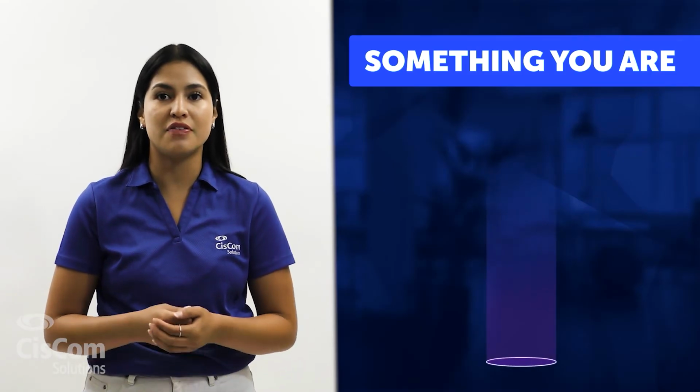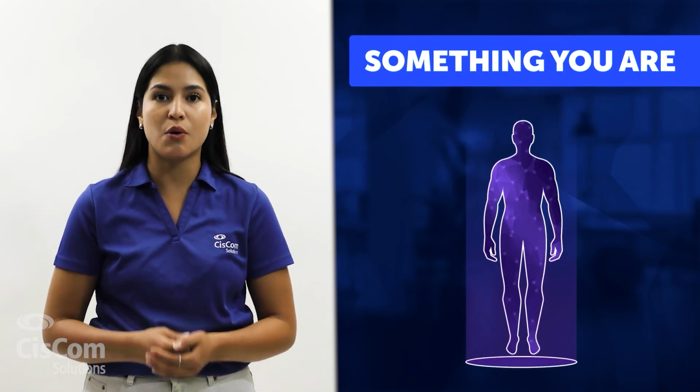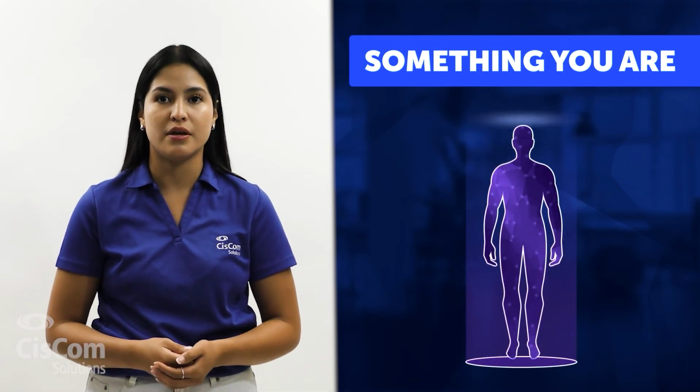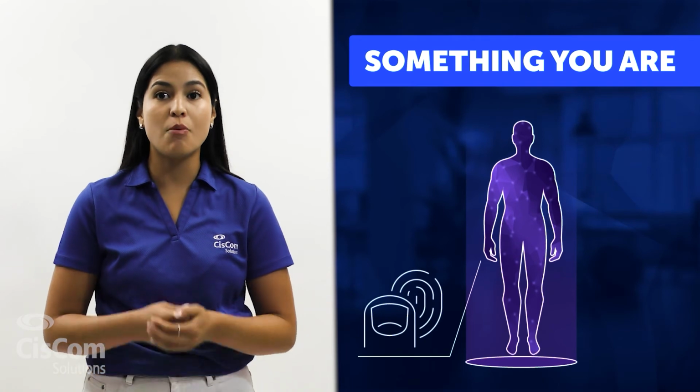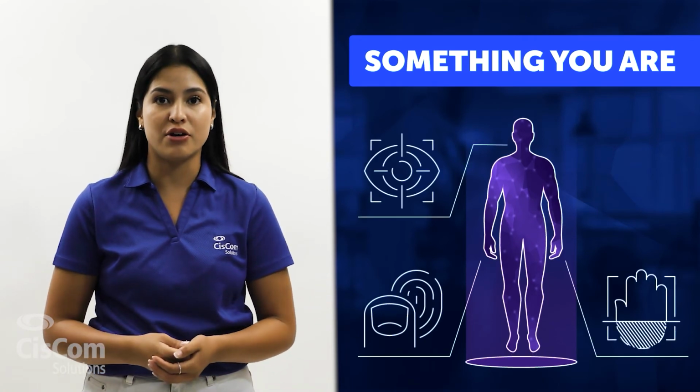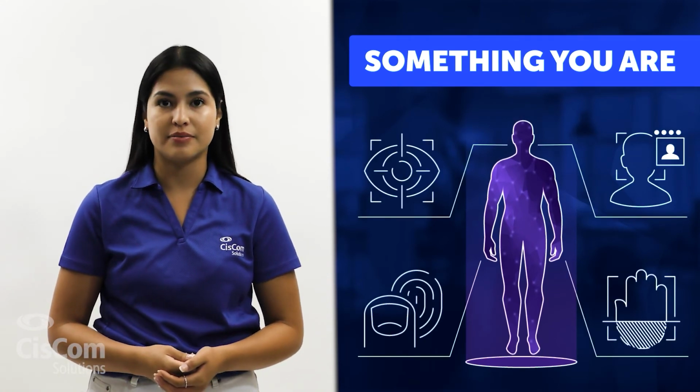Inherence, or something you are, is the rarest factor. Inherence factors are also the most difficult to fake. This security method authenticates you by measuring or recording something unique about you. It could be your fingerprints or palm prints, your iris pattern, and even your face.